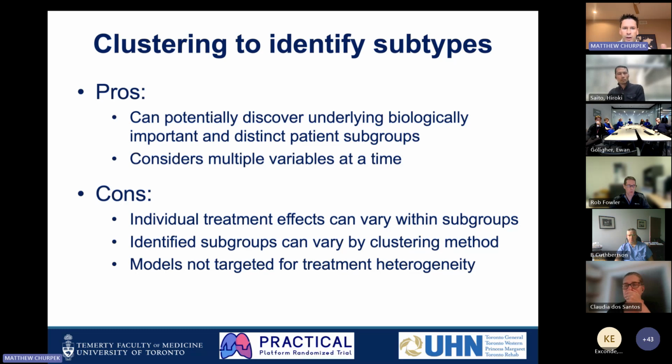In addition, our group in collaboration with Pratik Sinha and others have shown that there are many different clustering methods, and the different groups that you create from these clustering methods can differ based on the approach that you're using. And then finally, because these are unsupervised approaches, they actually aren't directly trying to model for treatment heterogeneity. In other words, they're trying to identify groups that are similar, but that may or may not relate to whether the patients are benefiting or being harmed by the therapy.